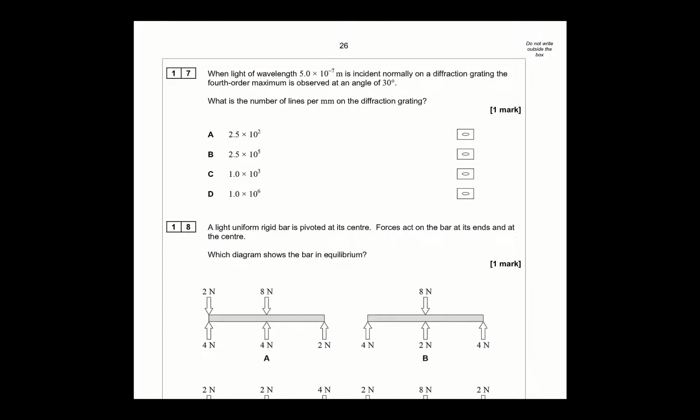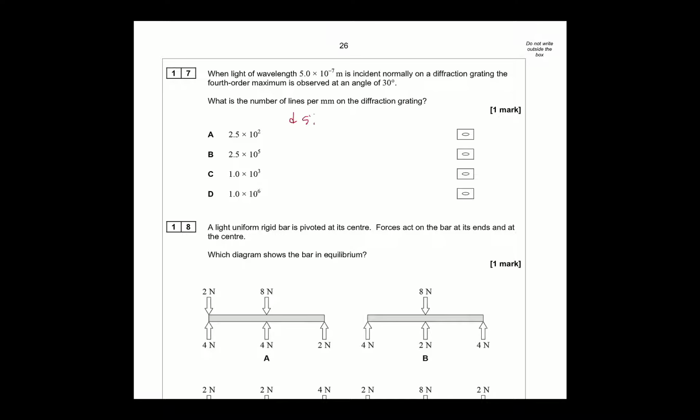Okay, when the light of wavelength 5 times 10 to the minus 7 is incident on a diffraction grating, the fourth order maxima observed is at an angle of 30 degrees. What's the number of lines per millimeter of diffraction grating?